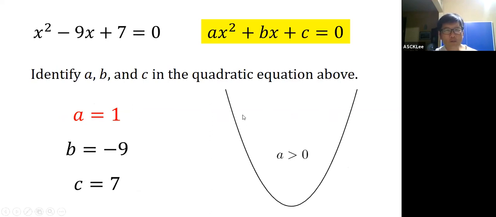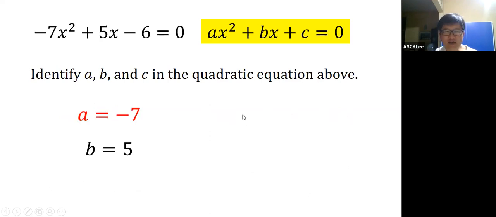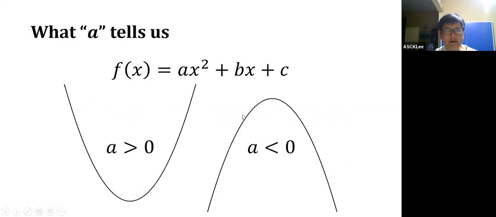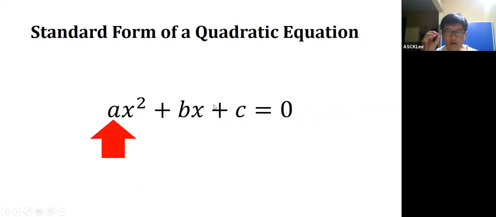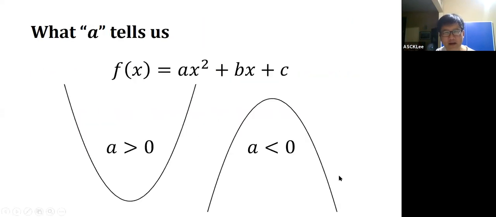All right, so quickly, let's just recap. Of the 3 numbers, your attention must immediately go to a. When you look at a quadratic equation in the standard form, your eyes must quickly go to a and capture the value. Why? Because it tells you whether the curve opens upwards or opens downwards. If a is positive, it will open upwards. If a is negative, it will open downwards.